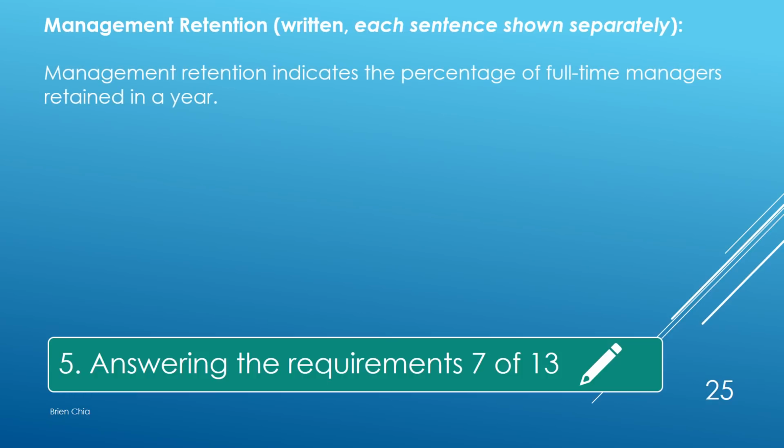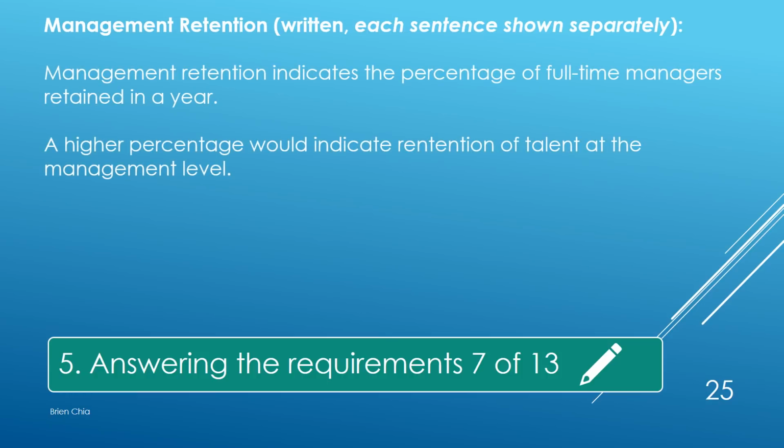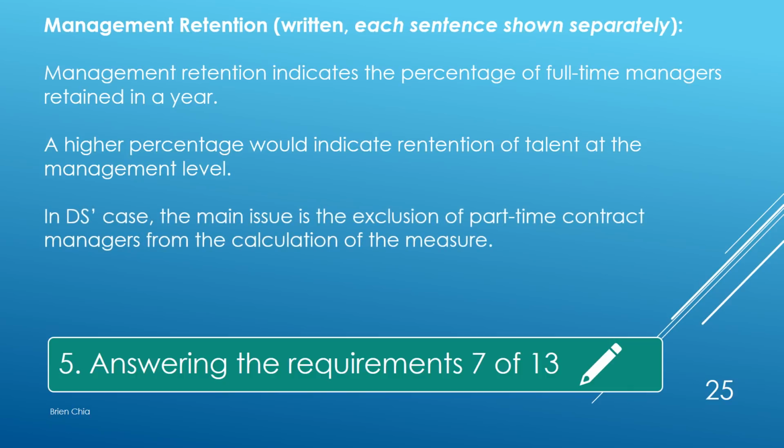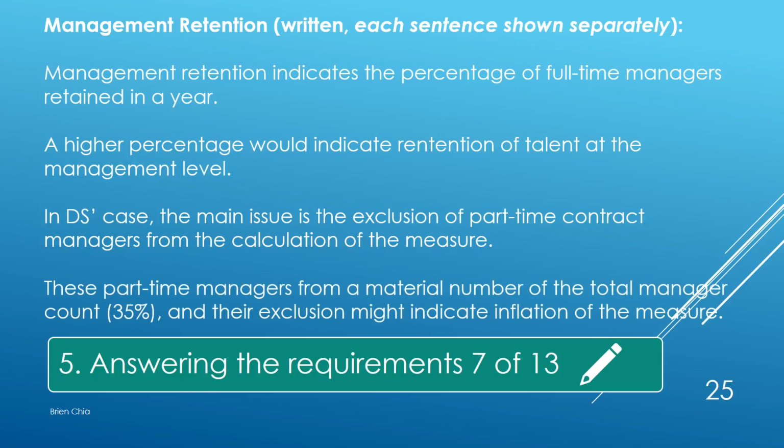The full answer would probably look like this. Management retention indicates a percentage of full-time managers retained. A higher percentage would be retention of talent. So you realize that I'm just expanding my skeleton. There is not much calculation here because we are not told what this part-time contracts data is. So we just talk about it.